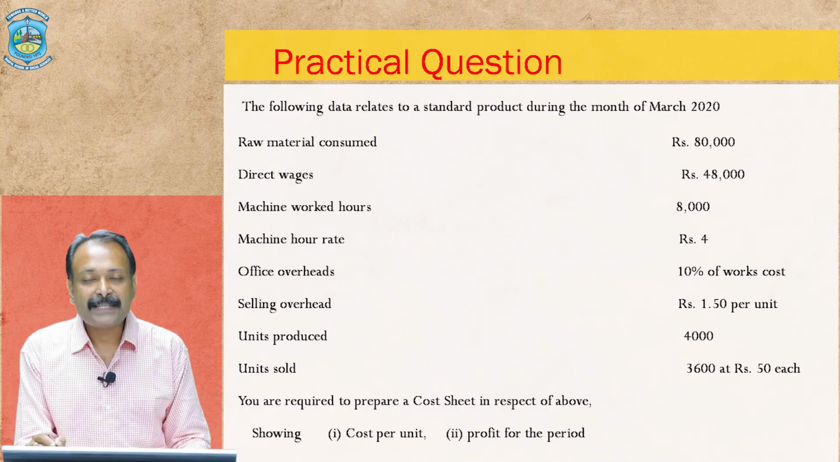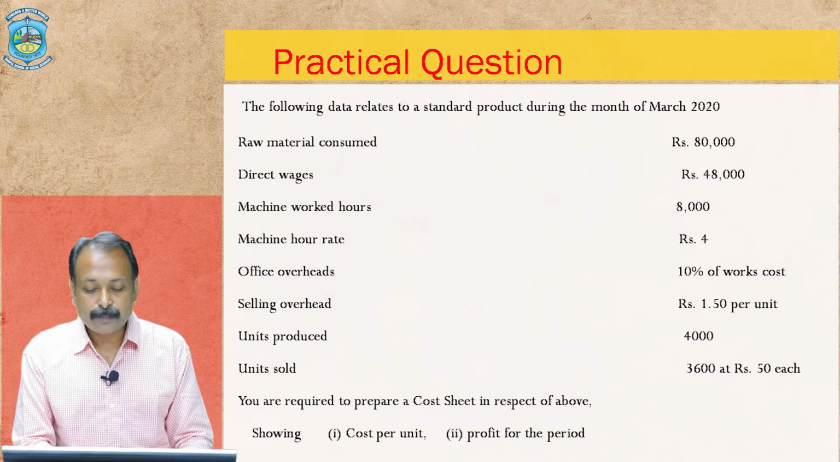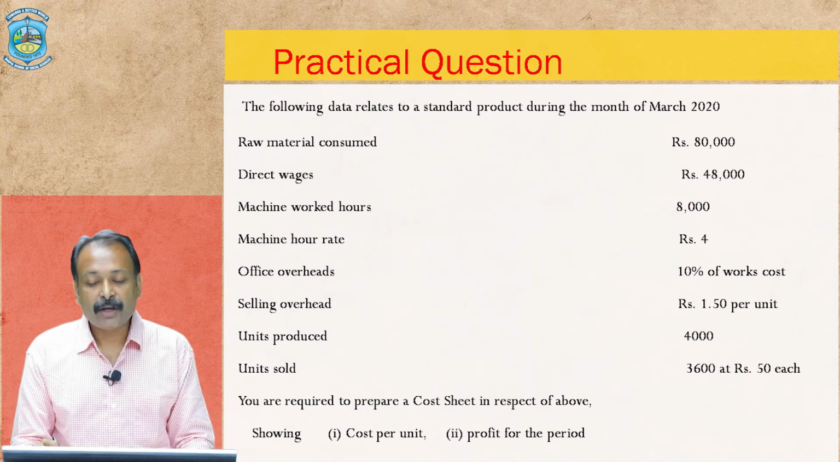Our next question for today is: the following data relates to a standard product during the month of March 2020. Raw material consumed rupees 80,000, direct wages rupees 48,000, machine worked hours 8,000, machine hour rate rupees 4, office overheads 10% of works cost, selling overhead rupees 1.50 per unit, that is 1 rupee 50 paise per unit. Units produced 4,000, units sold 3,600 at rupees 50 each.